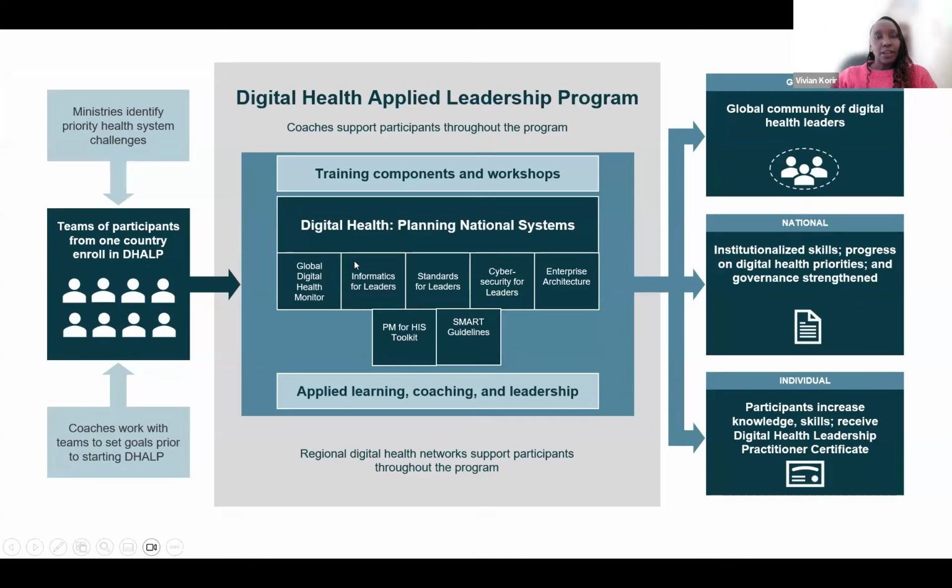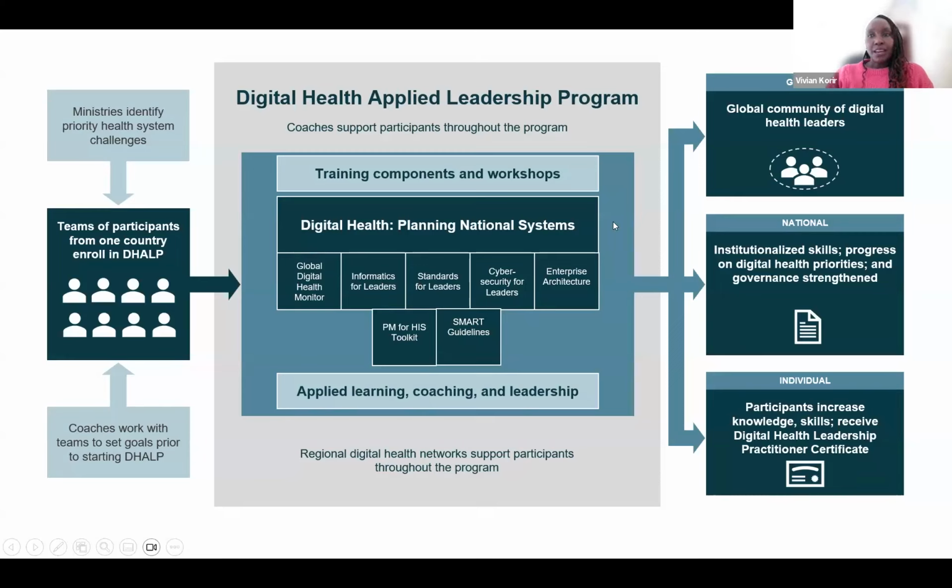So a foundational and core element of this program is the Digital Health Planning National Systems, DHPNS, known to many of us. And anchored to that are elective deep dives. So what you have here, like GDHM, informatics for leaders, standards for leaders, cybersecurity for leaders, smart guidelines, and so forth, are elective deep dives which are anchored onto DHPNS. These are highly adaptable and they are not cast in stone, and we could onboard as many as needed as per the context. Alongside this, there's applied learning and there's leadership coaching. We have the regional digital health networks supporting throughout the program.